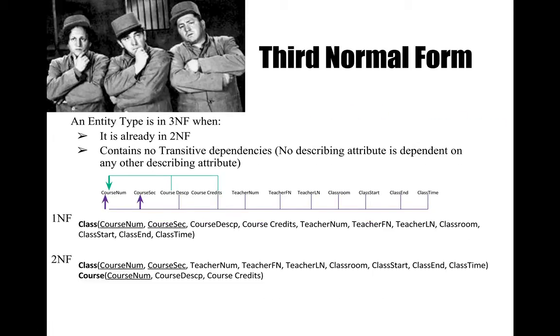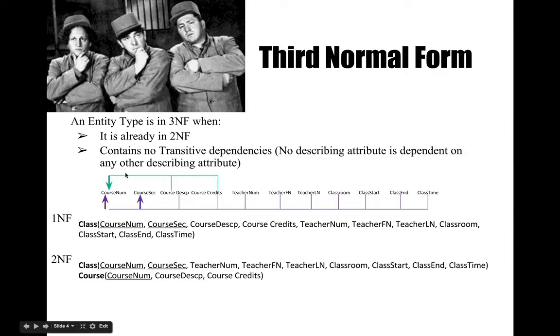Okay? Third normal form means that it's already in second normal form, meaning that you need to go through the process of identifying what it looks like, taking all the attributes you have, putting them into a first normal form, then a second normal form, then a third normal form. Now, to move into third normal form, we need to maintain no transitive dependencies, meaning that no describing attribute is dependent upon other describing attributes.